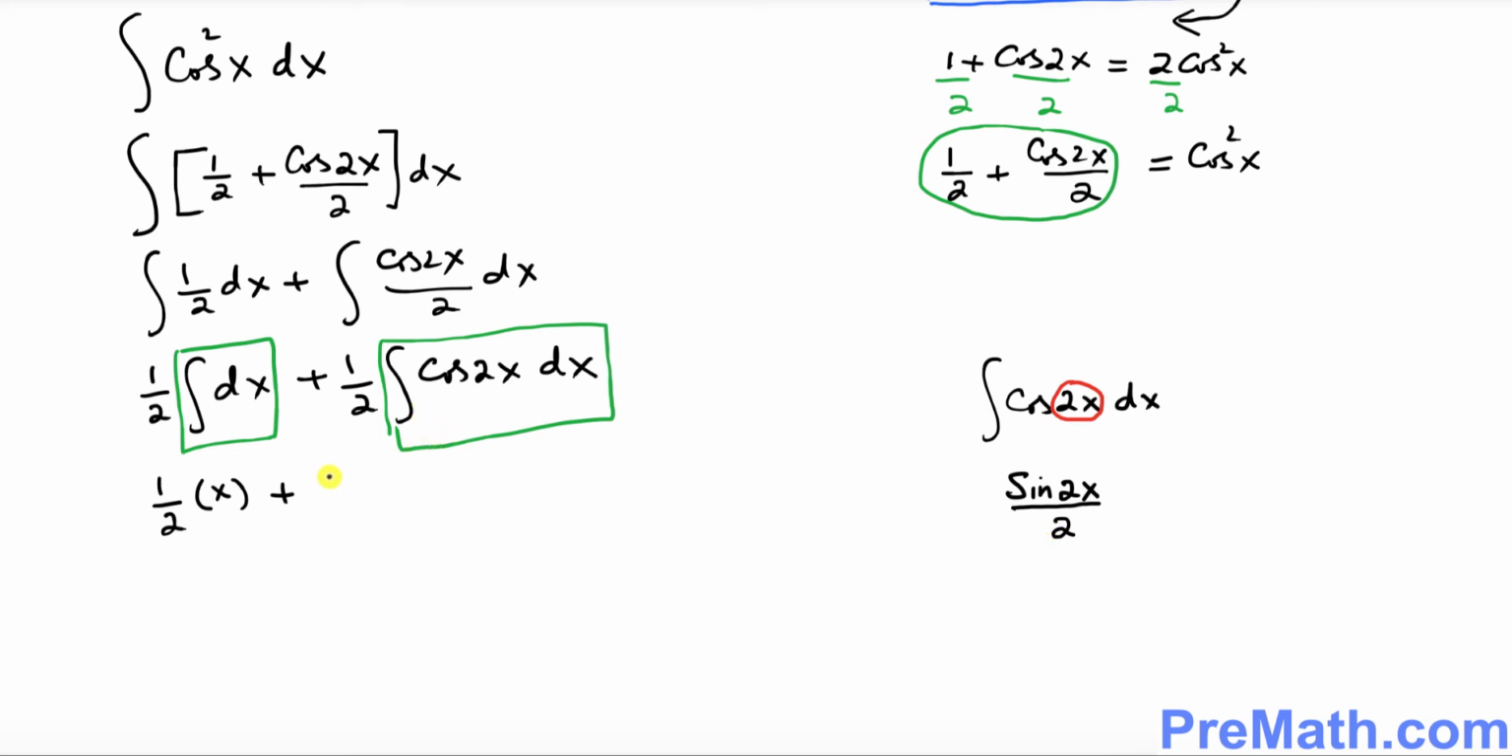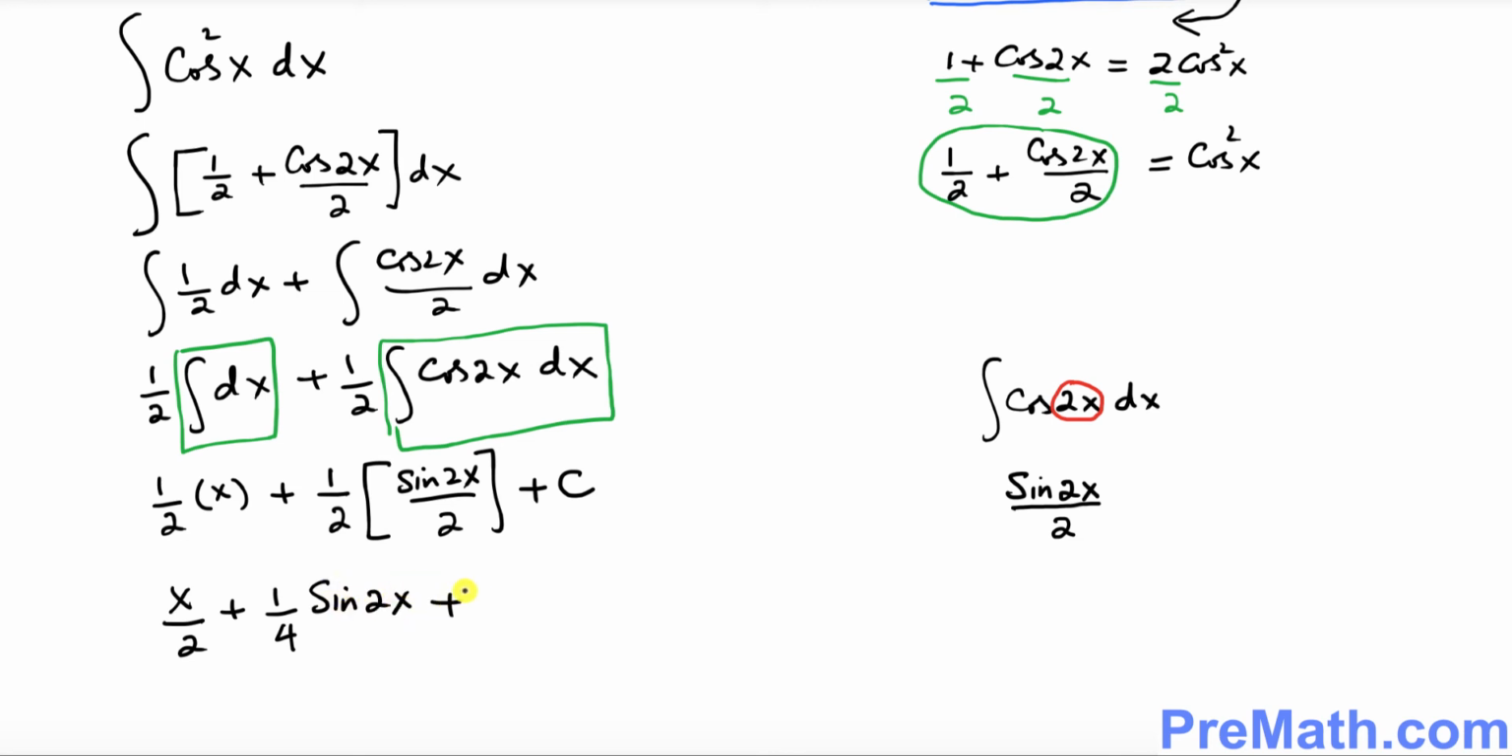That's what I'm going to write down. 1 over 2 times sine of 2x over 2, and finally plus c, which is an arbitrary constant. And thus our complete answer is going to be x over 2 plus 1 over 2 times 1 over 2, which makes 1 over 4 sine of 2x plus c. And that is our complete answer.